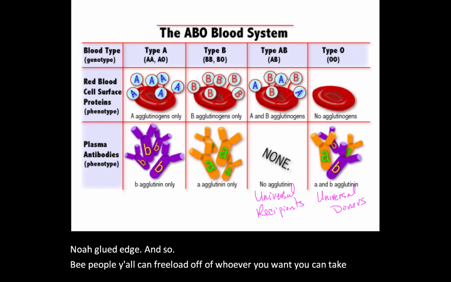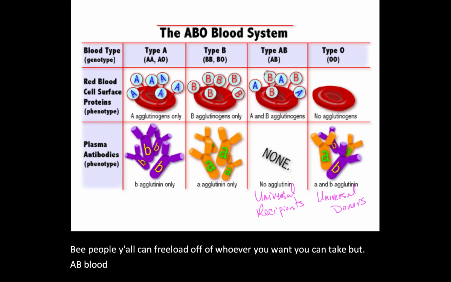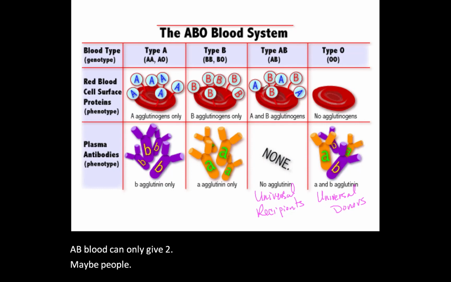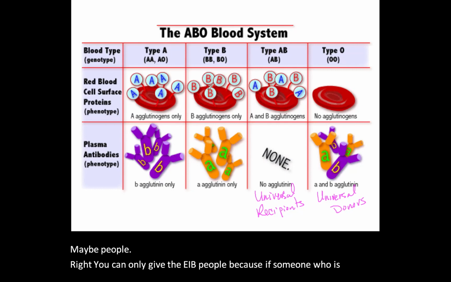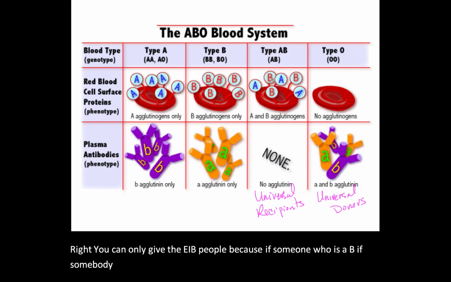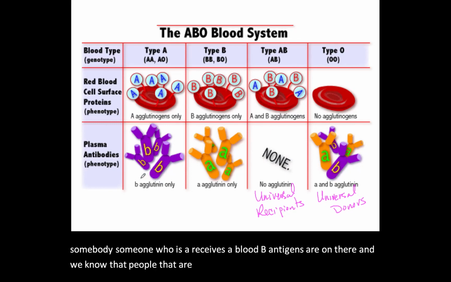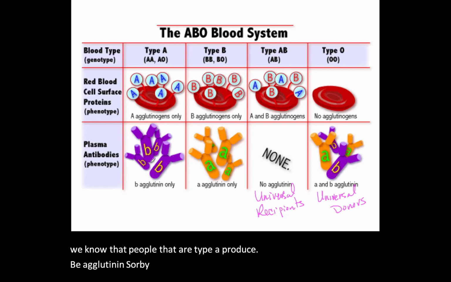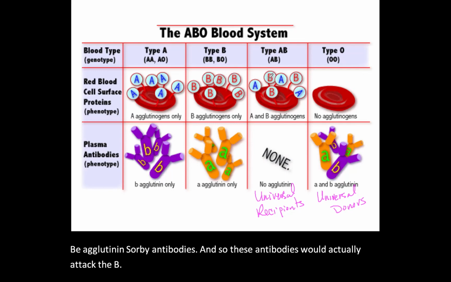But AB blood can only give to AB people. Right? You can only give to AB people because if someone who is A receives AB blood, B antigens are on there. And we know that people that are type A produce B agglutinins or B antibodies. And so these antibodies would actually attack the B protein on the AB blood.